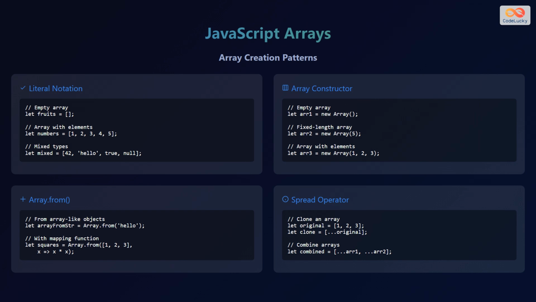The Array.from method creates a new array from an array-like or iterable object. It can create an array from a string, or it can take a mapping function to modify the elements during creation. Lastly, the spread operator can be used to create new arrays. Use the spread operator followed by an existing array to create a clone of it. Or you can use it to combine two existing arrays into a new one.